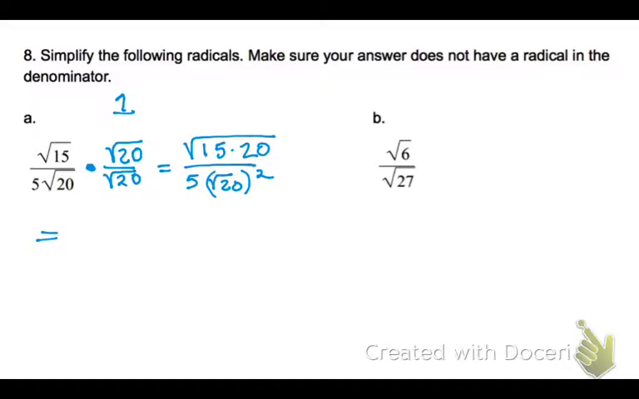And so 15 times 20, let's see, 10 times 20 is 150, so that'd be 300. And then we have 5 times the square root of 20 squared, which is just 20. So 5 times 20 is 100. And 300 divided by 100 is 3. Imagine that. So that whole radical simplifies down to little old 3. So that's pretty neat. And that would be your answer.